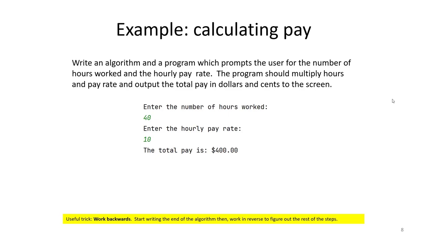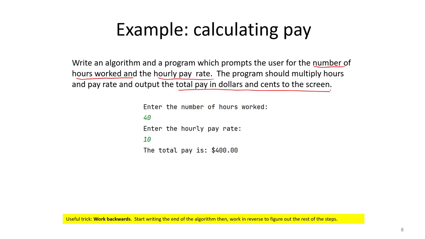Suppose we wanted to write an algorithm and a program which calculates pay. So we're asked to write an algorithm and a program which prompts the user for the number of hours worked and hourly pay rate. The program should multiply hours and pay rate and output total pay in dollars and cents to the screen. So for now, let's just think about the algorithm part.